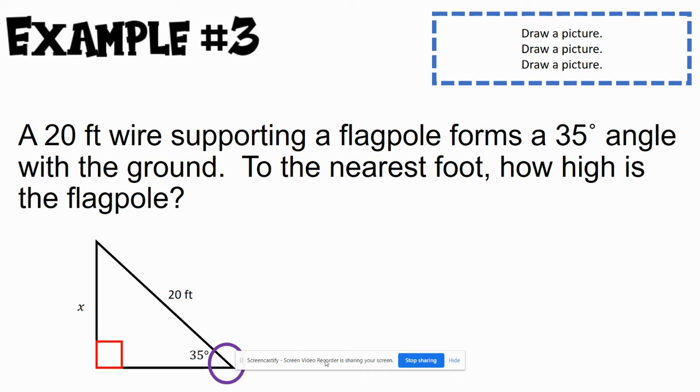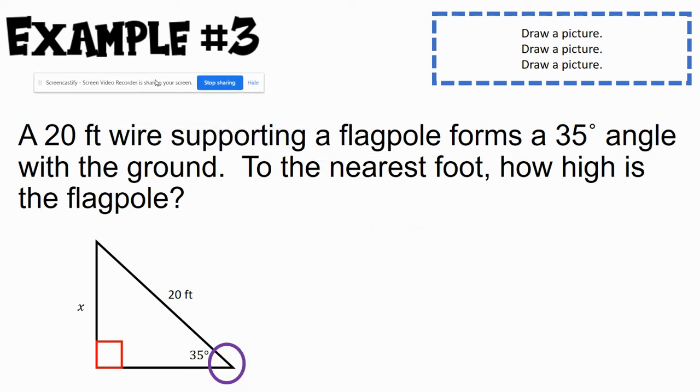Number 3. So here's an application problem. A 20-foot wire supporting a flagpole forms a 35-degree angle with the ground. So this is the wire. One strategy when you're doing word problems is people will label the side lengths with what they are. So some kids might write the word wire. They might write ground here, and they might write flagpole. So those are all tips that you can do. To the nearest foot, how high is the flagpole?